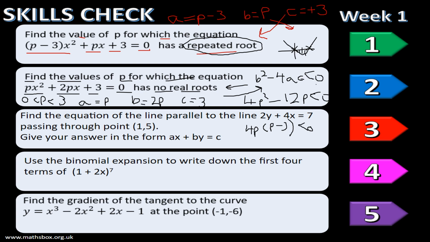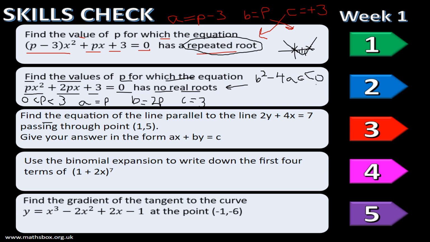So that is the values of p for which the quadratic equation has no real roots, when b squared minus 4ac is strictly less than 0. When it's a repeated root, it's equal to 0. When it's two distinct real roots, that's when the inequality b squared minus 4ac is greater than 0. So remember that for AS pure maths.